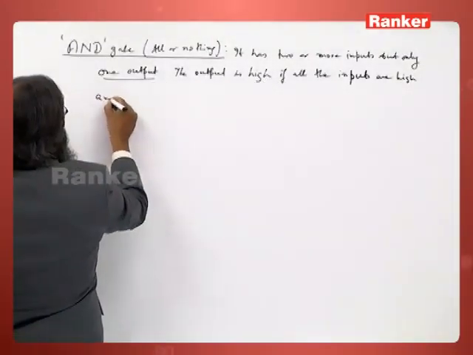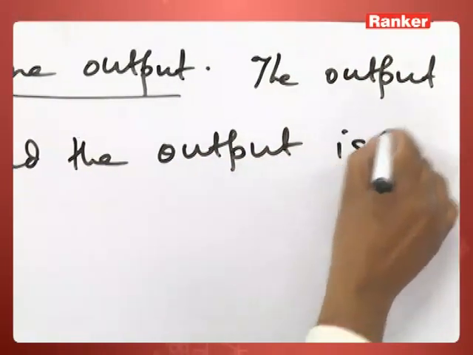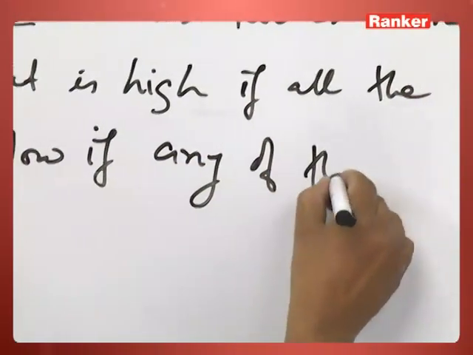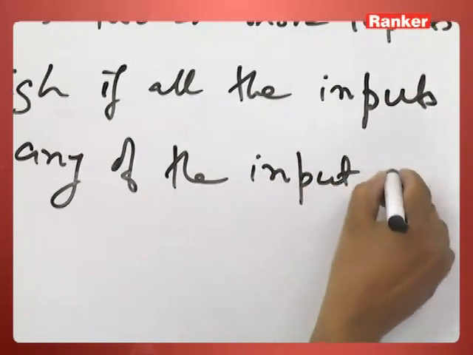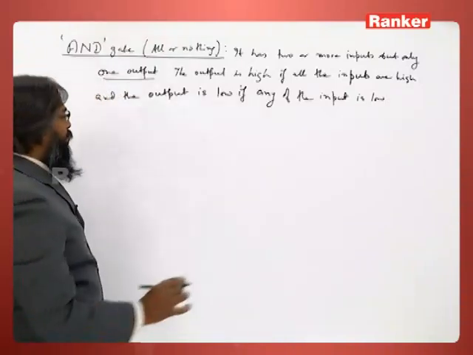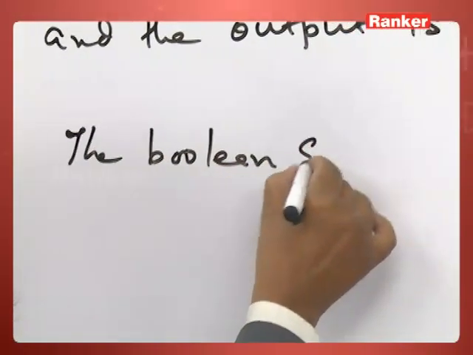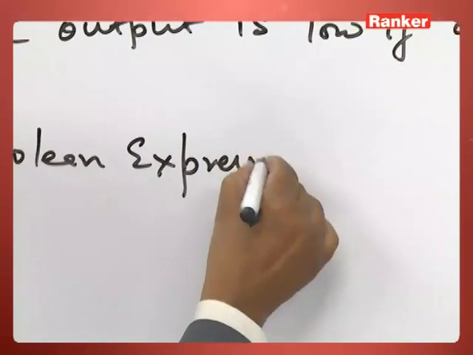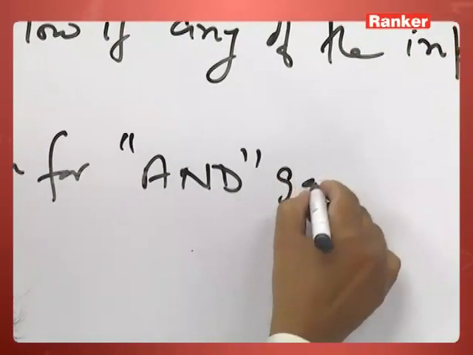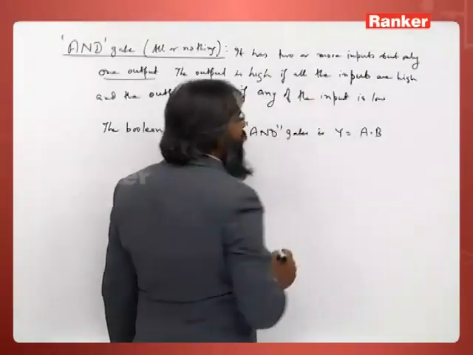and the output is low if any of the input is low. This is the AND operation. The Boolean expression for the AND operation, the AND gate, is Y is A dot B.